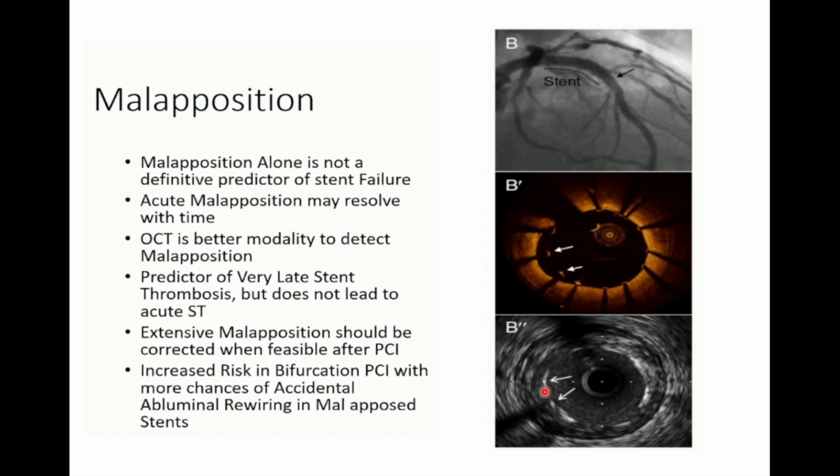The other problem with malapposition in cases like bifurcation PCI is that if the stent is malapposed, you have a possibility when rewiring that you go behind the stent struts and then enter into the stent rather than going from the middle, because you've got a space between the stent struts and the intimal layer.